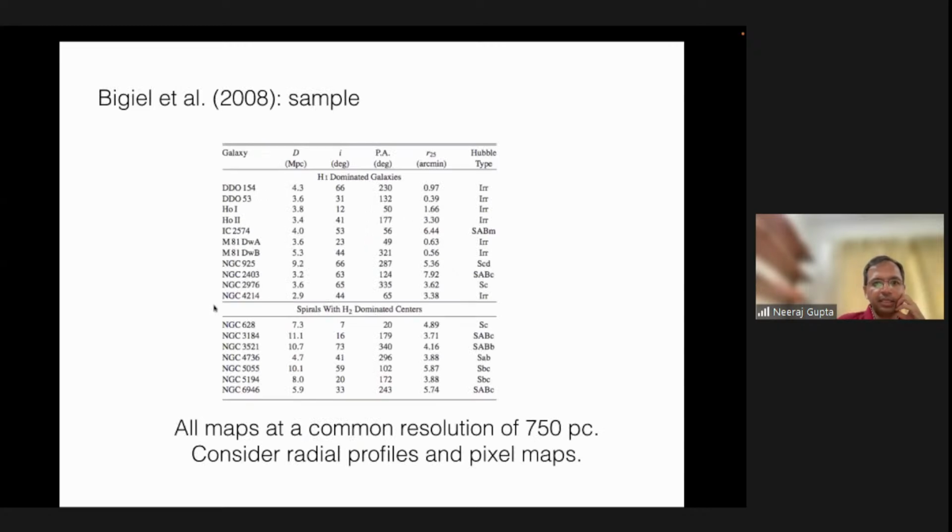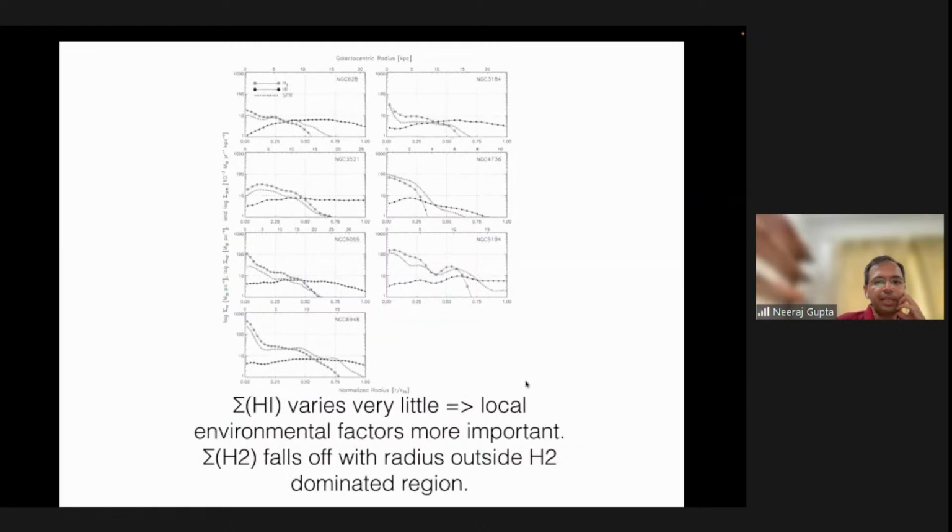So this is the overall sample. You can look at this paper, Bigiel et al. 2008, if you want to look at it in more detail. So all the maps were put to a common resolution, which is 750 parsec. And these are the results that come out of it. So what are we plotting here? Here we are plotting the normalized radius of the galaxy, so R by R25, and the y-axis is nothing but the gas surface density for these different galaxies.